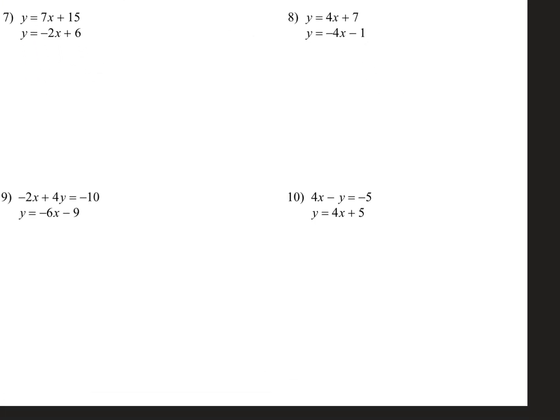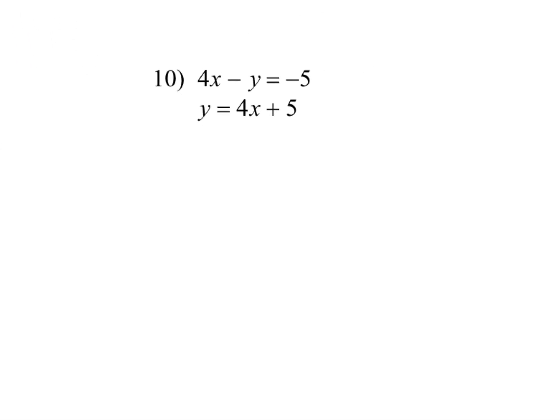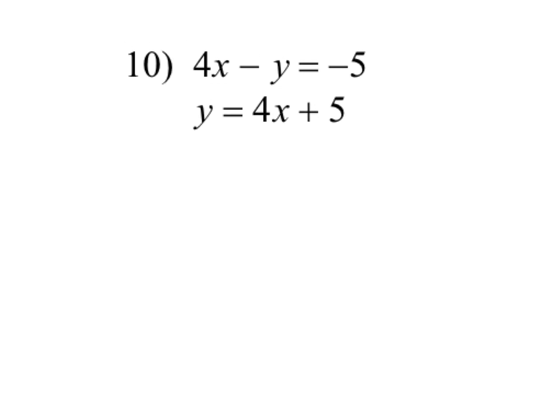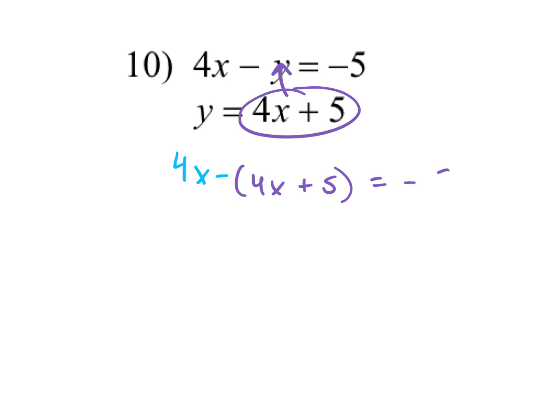Let's do 10. Were you going to say 10 or a different number? 10? Okay, perfect. So number 10, we're solving with substitution. Do I have an x equals or y equals? We have a y equals. Perfect. So we already have a y equals. We don't need to rearrange it. Let's take what y is equal to and substitute it into the y in the other equation. So we have 4x minus 4x plus 5 is equal to -5.